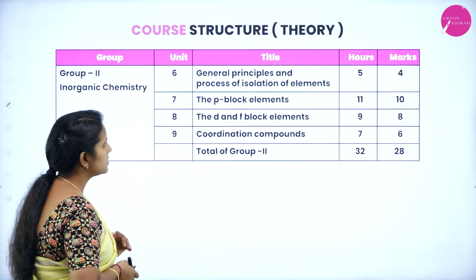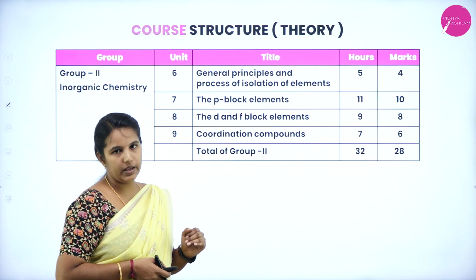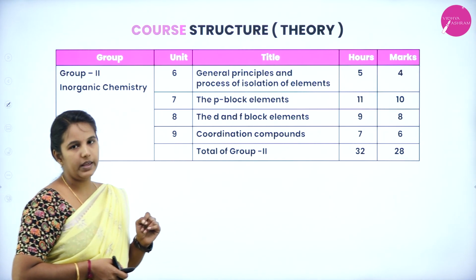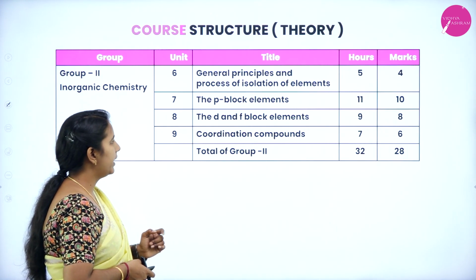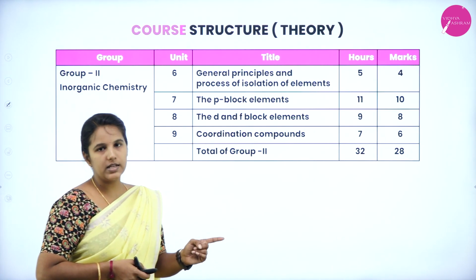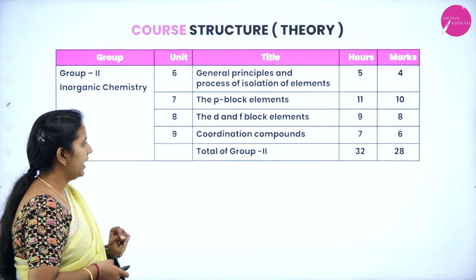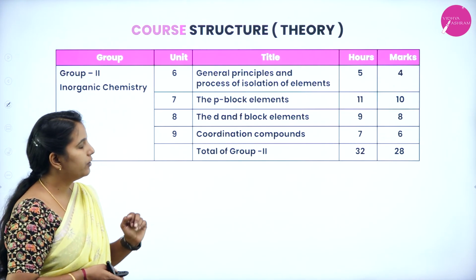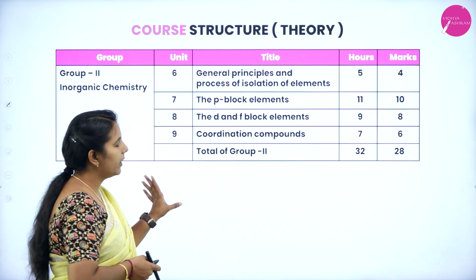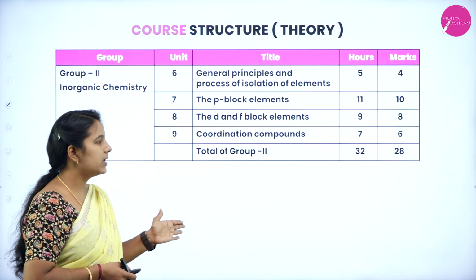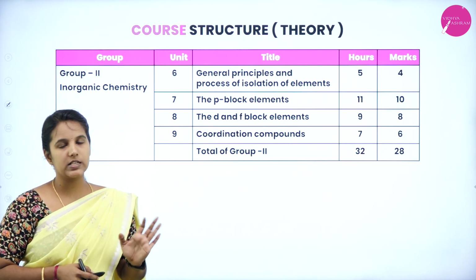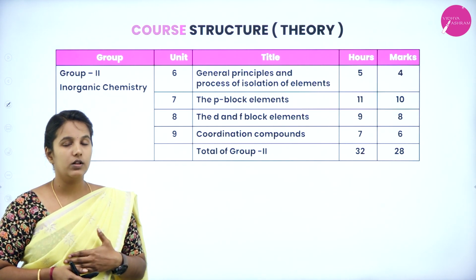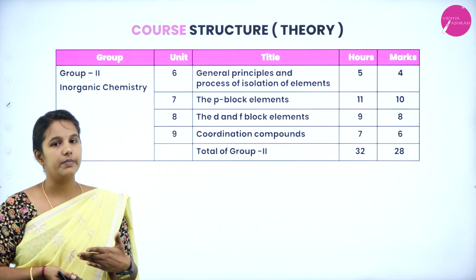The number of hours will be like this. For General Principles and Processes of Isolation of the Elements, 5 hours will be given. Total marks will be 4. For the p-Block Elements, 11 hours will be given. The total weightage will be 10, and for the d- and f-Block Elements, 9 hours will be given and you can get 8 marks from this unit. For the Coordination Compounds, 7 hours will be given and totally we can expect 6 marks. For inorganic chemistry, 32 hours will be given and 28 marks will be expected. Why only 4 chapters in inorganic chemistry and how easy all these units are, I am going to explain with the question paper pattern.